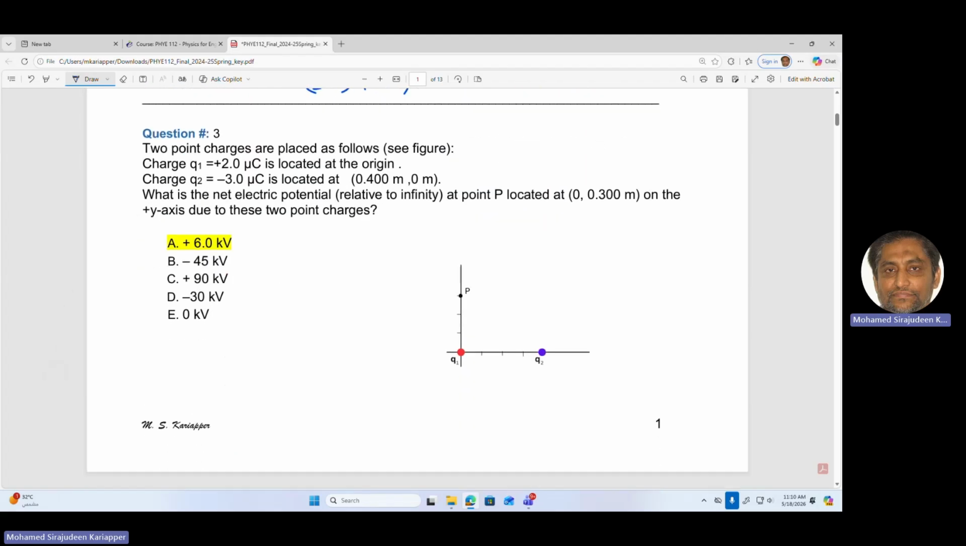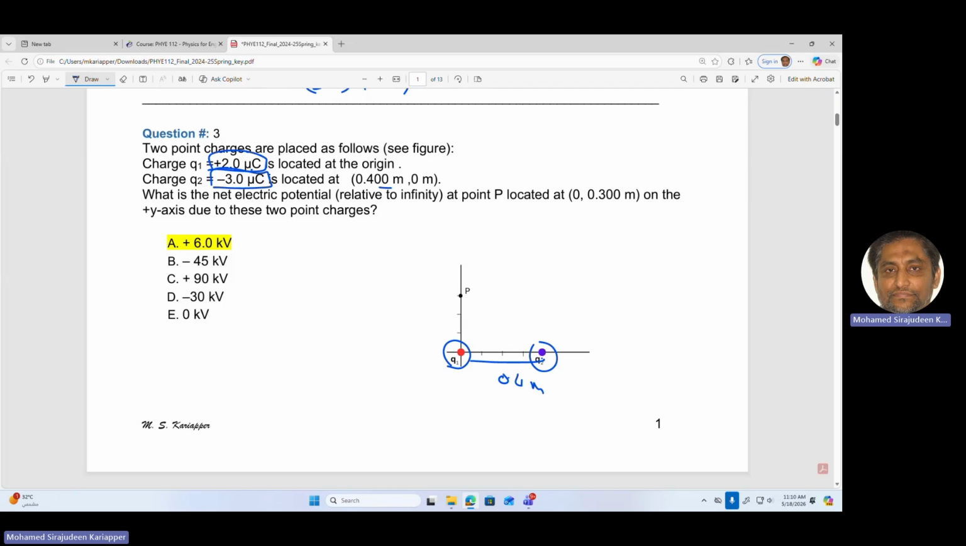Question number 3. See, these questions are direct questions, easy. 2 point charges are placed as in this figure. These are the 2 point charges. One is positive, which is in red. The other one is negative, which is in blue. Q1 is plus 2 microcoulomb. Q2 is negative 3 microcoulomb. And their positions are given. This is at 0, 0. This is at 0.4, so this is 0.4 meters.